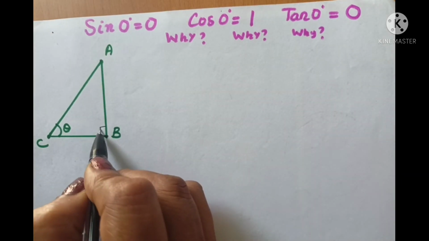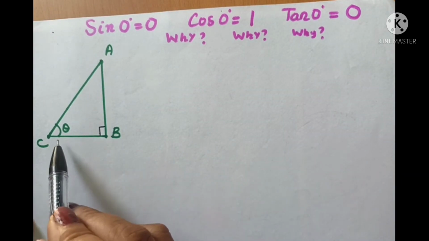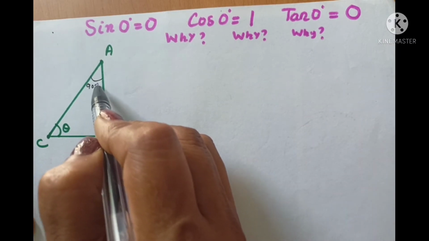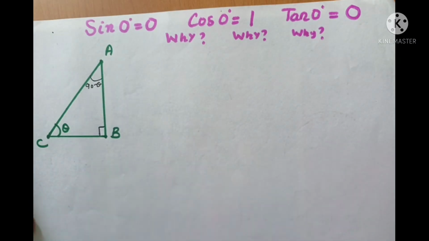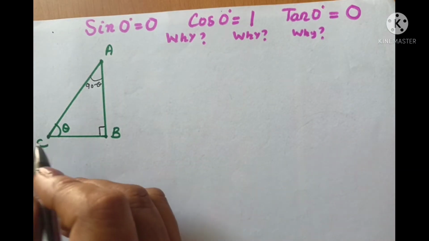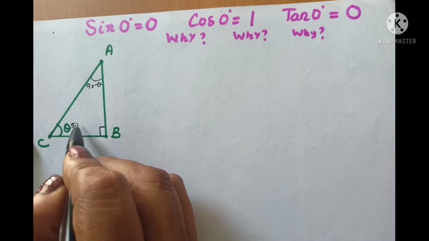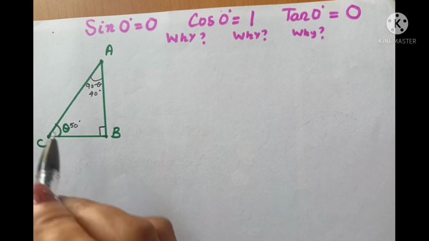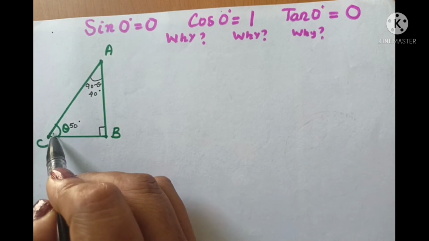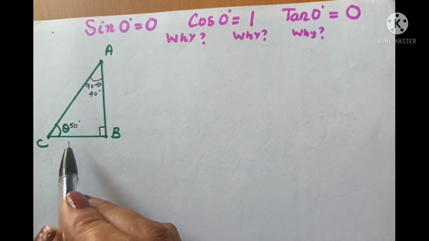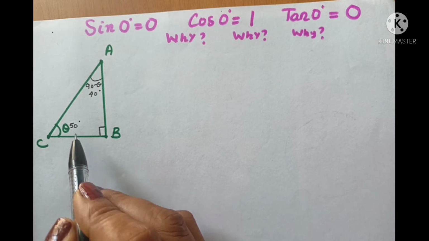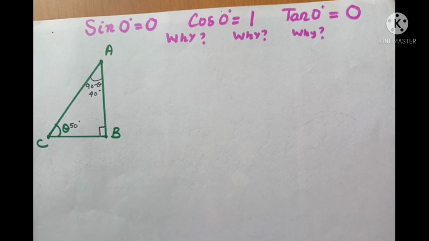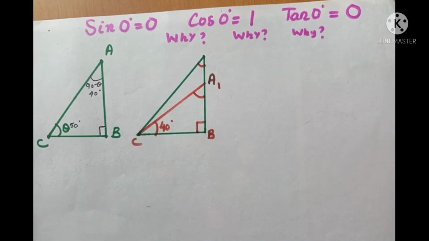So consider a right angled triangle ABC wherein angle C is theta, and clearly angle A will be 90 minus theta because angle A plus angle C will be 90 degrees. Now say if theta is 50 degrees, then angle A is going to be 40 degrees. What if I reduce this angle theta by a few degrees? Slowly I will make it 0 degree. So let us see what happens if I reduce this theta from 50 to 40 degrees or 30 degrees.